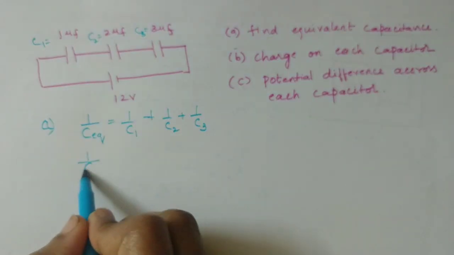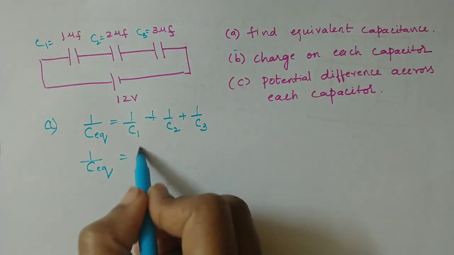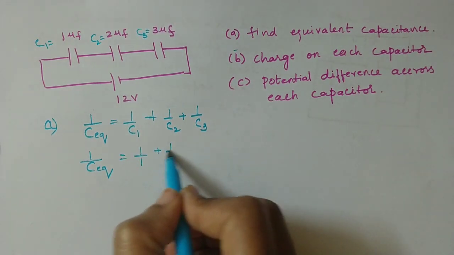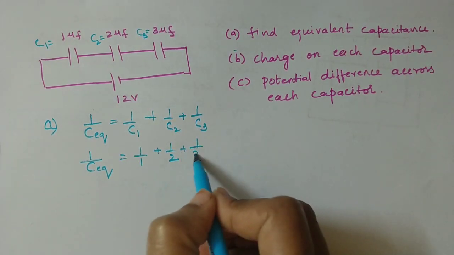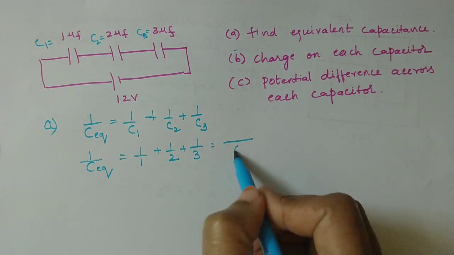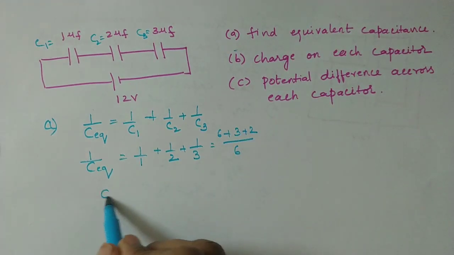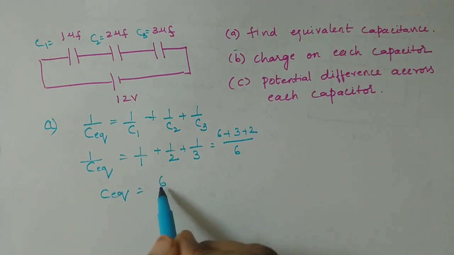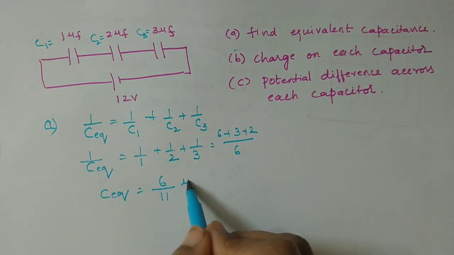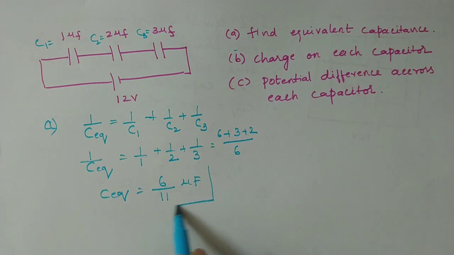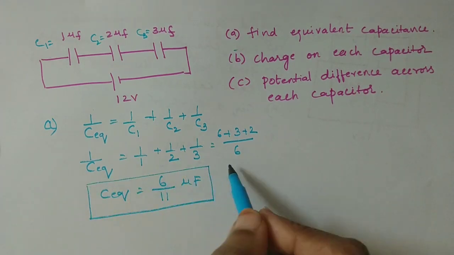Calculate the equivalent capacitance first. 1 by C equivalent is 1 by 1 plus 1 by 2 plus 1 by 3. Take LCM, 6 plus 3 plus 2. So you will get C equivalent as 6 divided by 11 microfarad. So that would be the answer for the A bit.